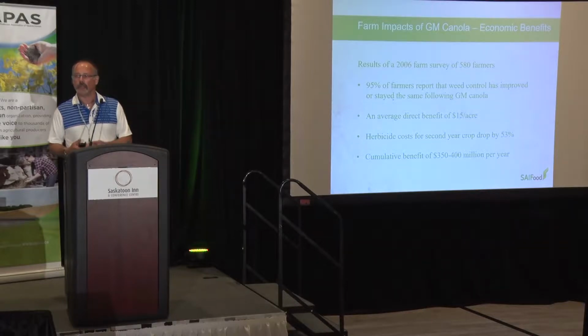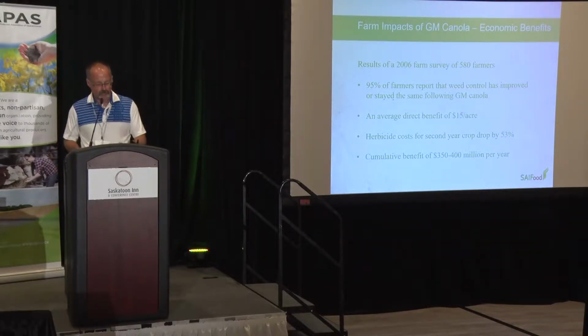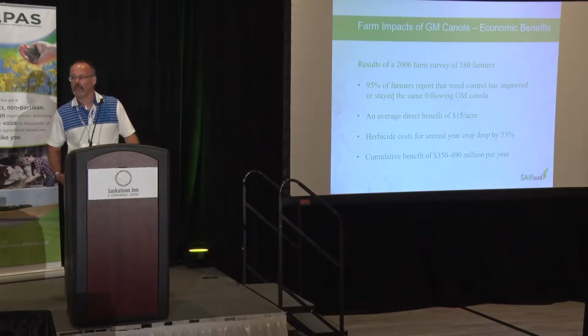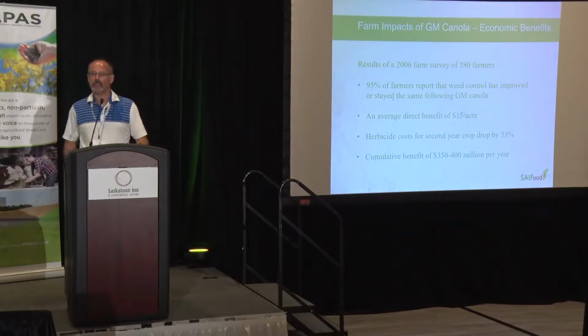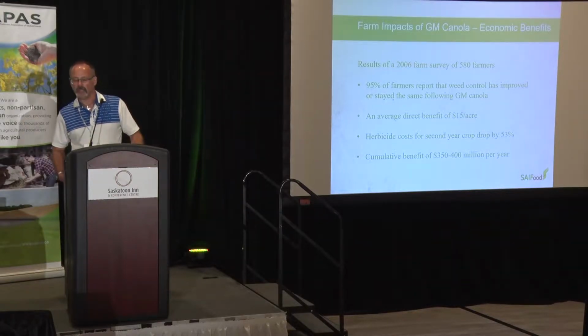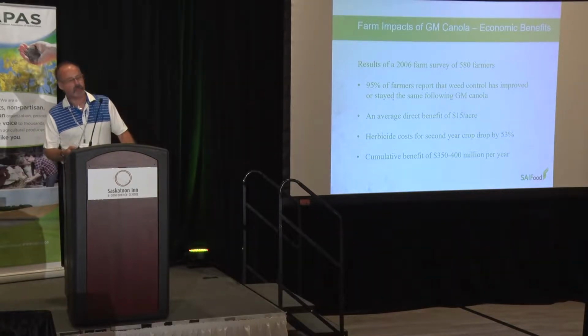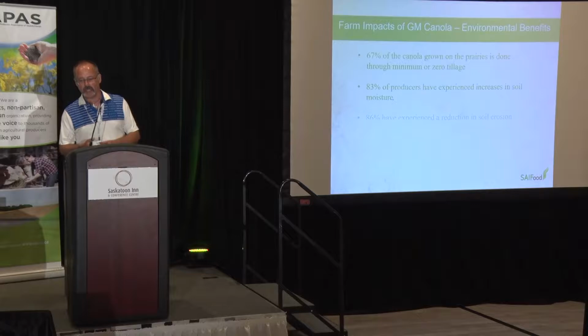And farmers identified to us that there was a substantial drop in herbicide use the second year. I talked to a farmer from Davidson at one point, and he said he put on Roundup Ready canola followed by a pulse crop, and the only time he went back to spray that field the following year was to desiccate it just prior to harvest. So that indicates that we've had a substantial reduction in field activity. So the economic benefit of this was somewhere between $350 and $400 million a year.